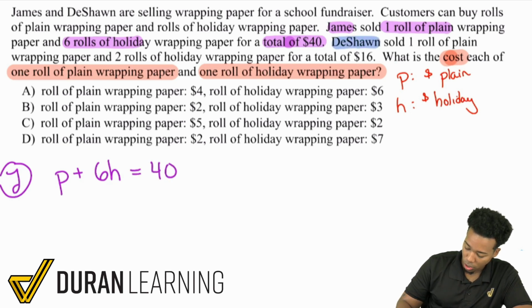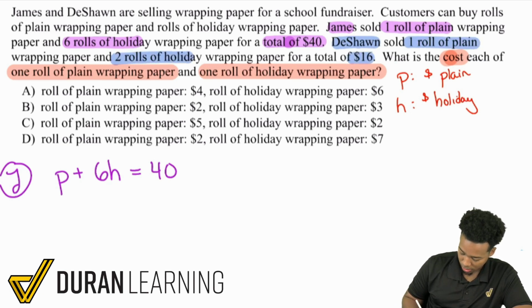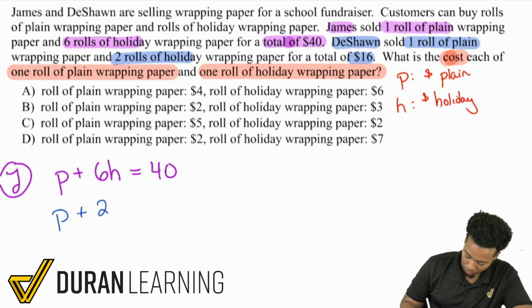Up next, we look at Deshaun. 1 roll of plain, 2 rolls of holiday, total of 16. So 1 roll of plain, 2 rolls of holiday, and that was 16.